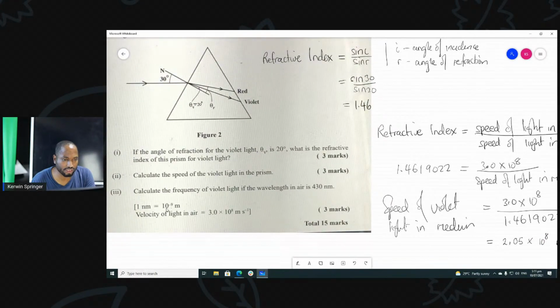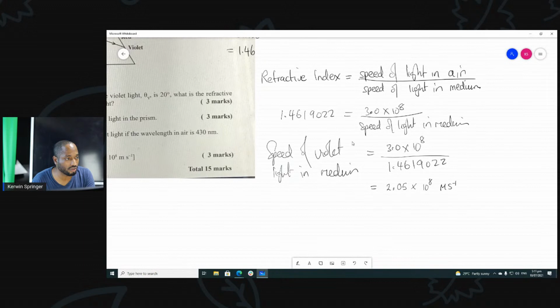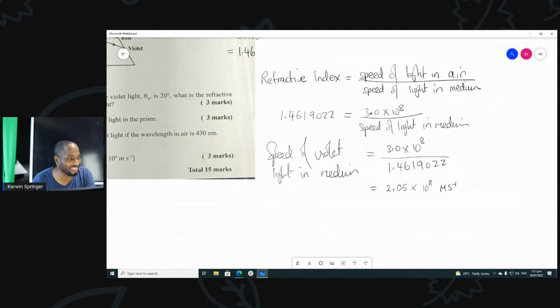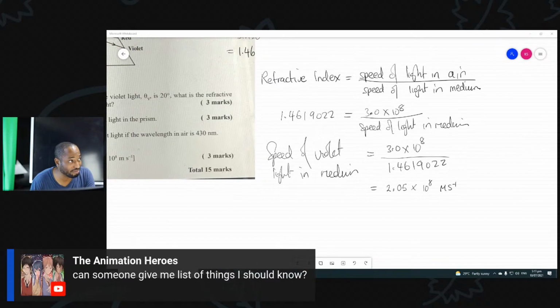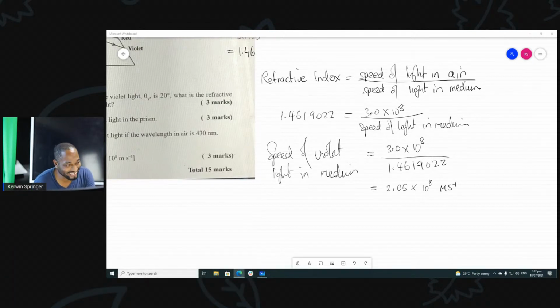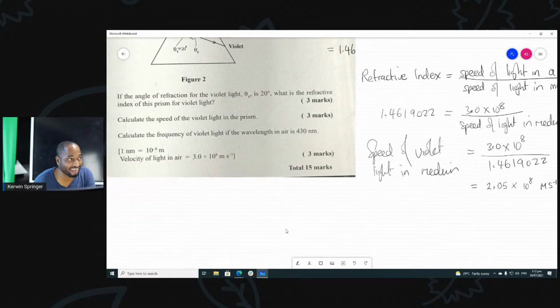1 nanometer is equal to, what are they getting me this for? Oh, they're going to give you some frequency talk. So life is short. This man asking the real questions. Oh, this woman asking the real questions. Can someone give me the list of things I should know? Everything. All right, let's keep going.